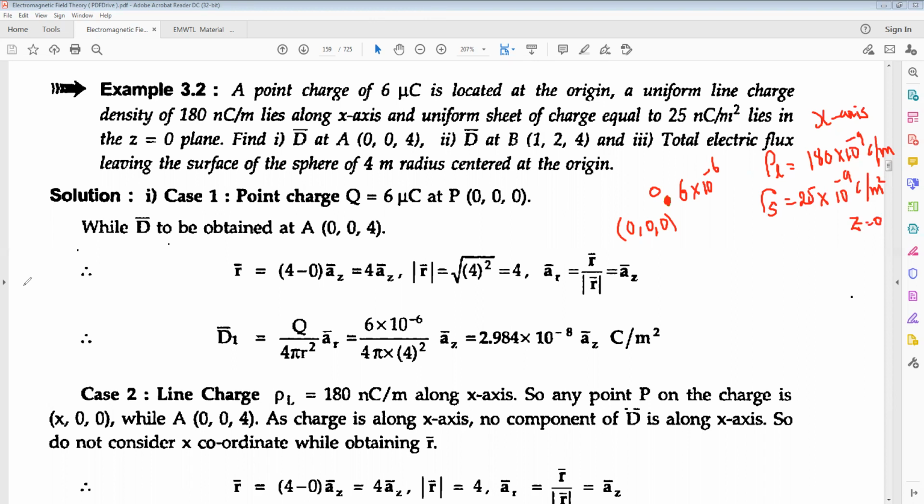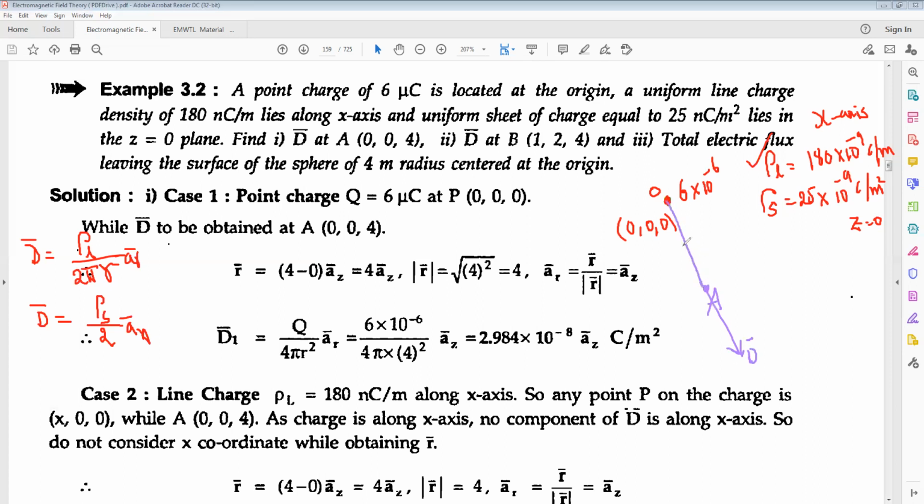Okay. It means you have to find the electric flux density. D bar is equal to rho L by 2 pi R into AR bar for the given rho L, and similarly D bar is equal to rho S by 2 AN bar, and Z is equal to 0, which means that is AZ bar. By using these two formulas, you have to find the D bar at the first point. Now I am using point A to find the D bar here.